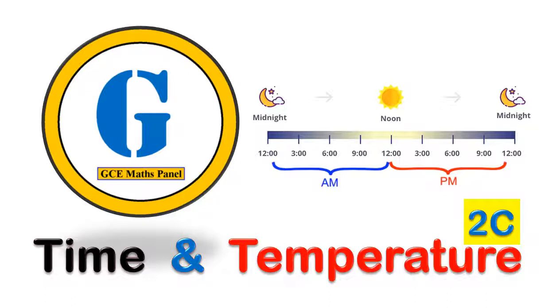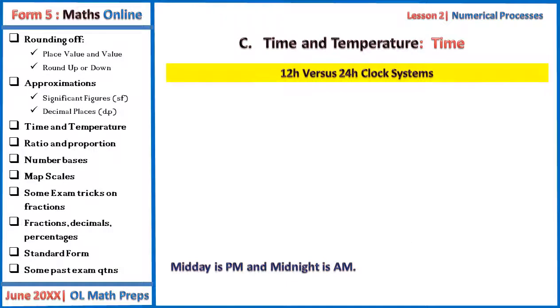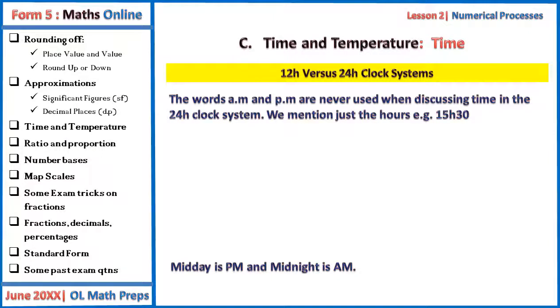In this lesson, we are looking at time and temperature. We begin with the concepts of the 12-hour clock and the 24-hour clock. Note, the words AM and PM are never used when discussing time using the 24-hour clock system. We mention just the hours. For example, 15 hours 30, meaning 3:30 p.m.